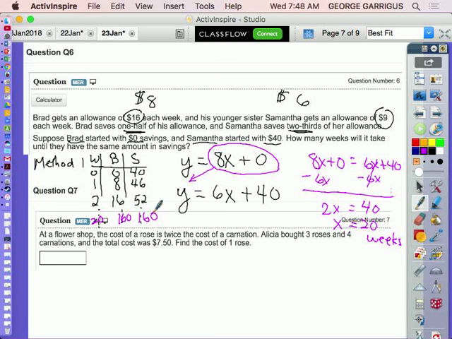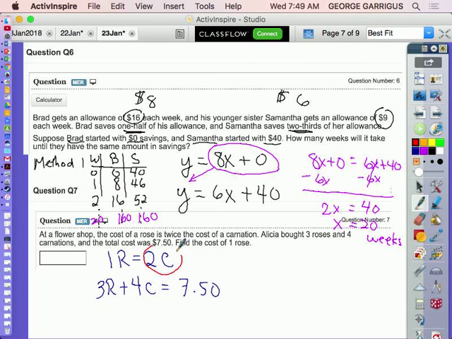Moving to the next problem, at a flower shop, the cost of a rose is twice the cost of a carnation. So now we have a very simple relationship here. One rose equals 2 carnations. Alicia then went and she bought 3 roses and 4 carnations. So she got 3 roses plus 4 carnations equals a cost of $7.50.